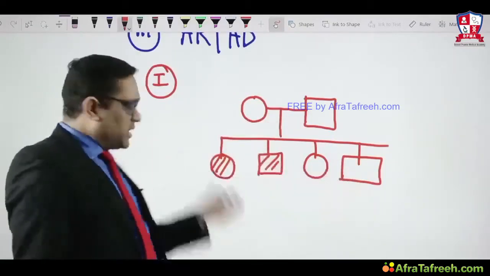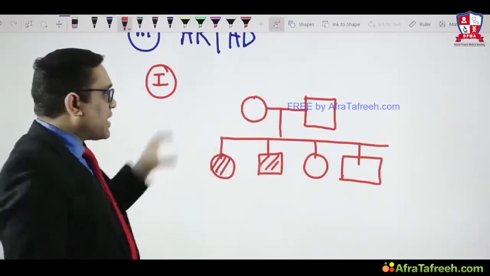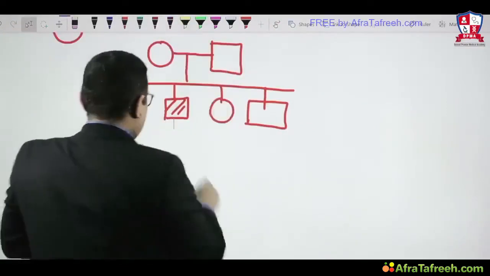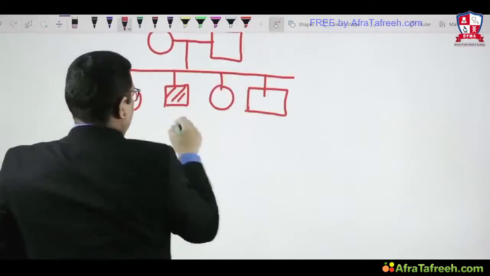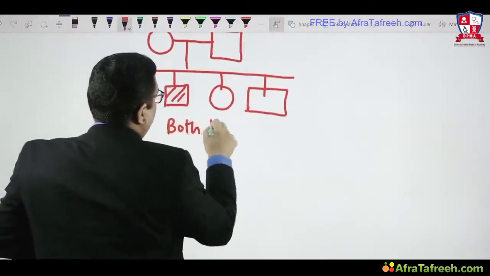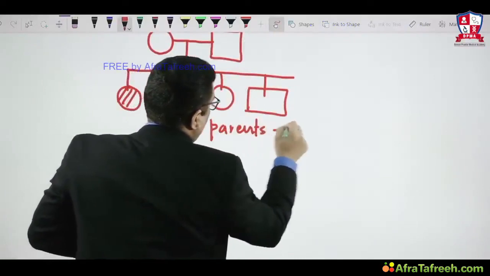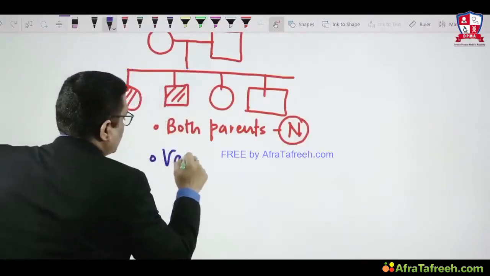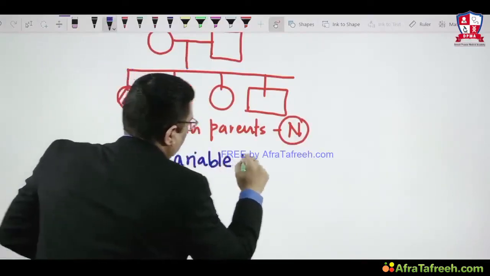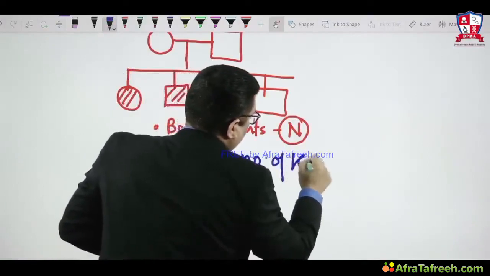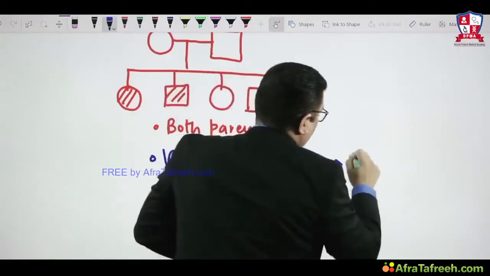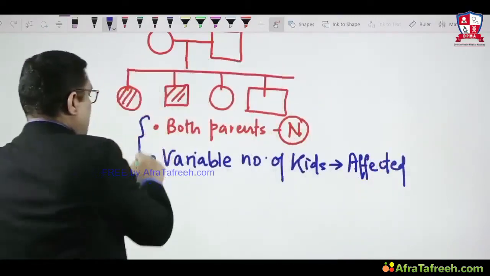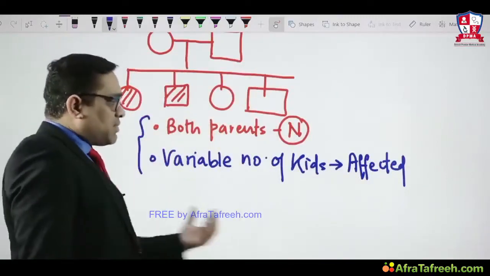A variable number of kids are affected. It can be one, it can be two, right? So both the parents are normal and a variable number of kids are affected. So in this pedigree, what I am showing you, both the parents are normal, and as I said, a variable number of kids will be affected. So in this pedigree we are observing that both the parents are normal but a variable number of kids are affected.